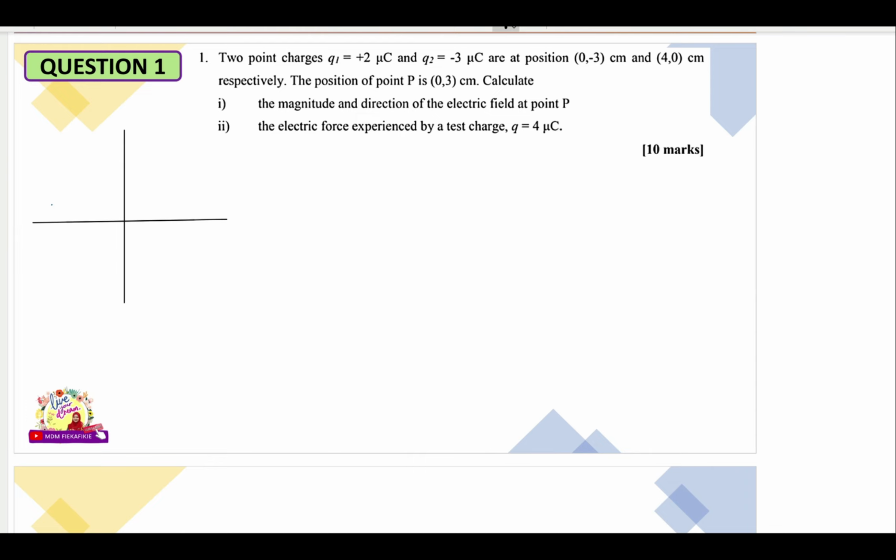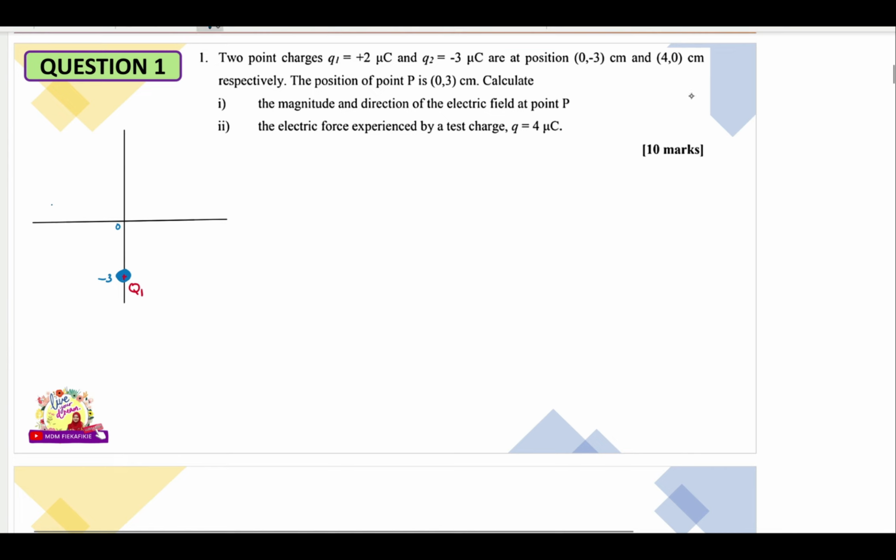Okay, and then so Q1 is located at position of 0, negative 3. So we're going to have Q1, 0, negative 3. So let's say here is negative 3. Okay, so kita letak dululah dekat sini. Okay, so negative 3 here. So this is 0. And then this is positive charge. So I will label as positive. And this is Q1. And then the second, Q2 is located at 4, 0.